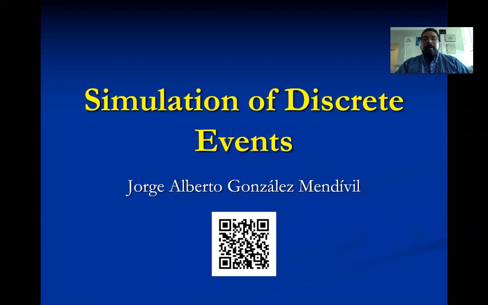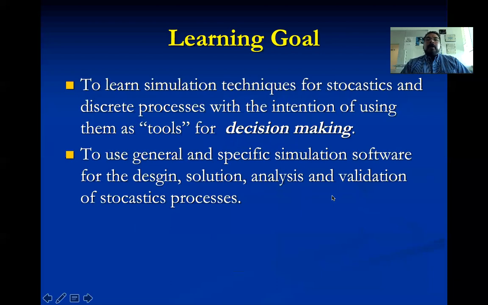My name is Jorge Alberto González Mendívil. If you want more information about me, you can use this QR code. The learning goal for this course is to learn simulation techniques for stochastic and discrete processes with the intention of using them as tools for decision making. The main goal here is to use simulation as a tool to improve our decision models.